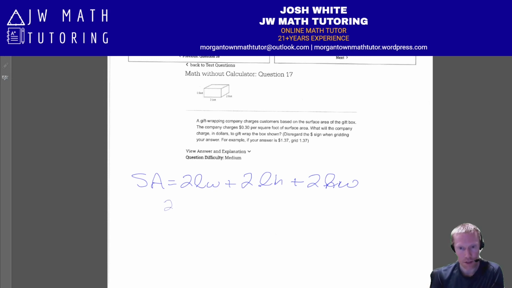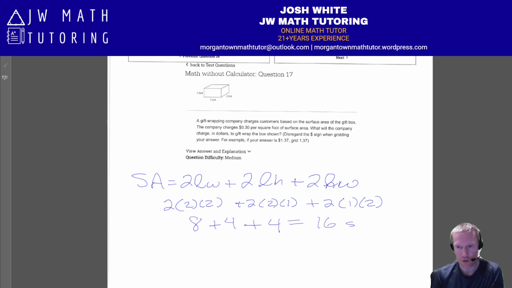So now you just got to plug in all the numbers. So length and width are each 2. Length is 2, height is 1. Height is 1, width is 2. So now we go and multiply this all out. 2 times 4 is 8, 2 times 2 is 4, 2 times 2 is also 4. So it looks like the total square feet for surface area of this gift box is 16 square feet.